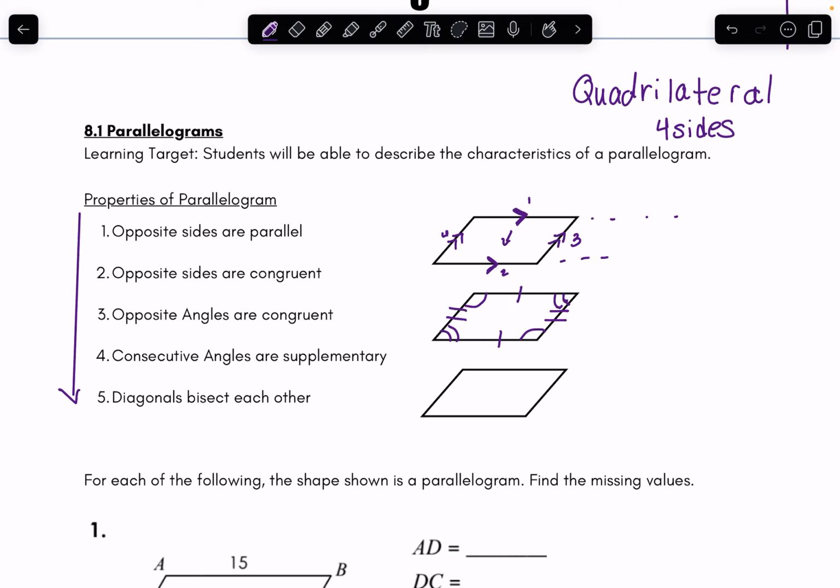We also know that consecutive angles are supplementary. So for example, if this is angle 1 and angle 2, then angle 1 plus angle 2 must be equal to 180 degrees.